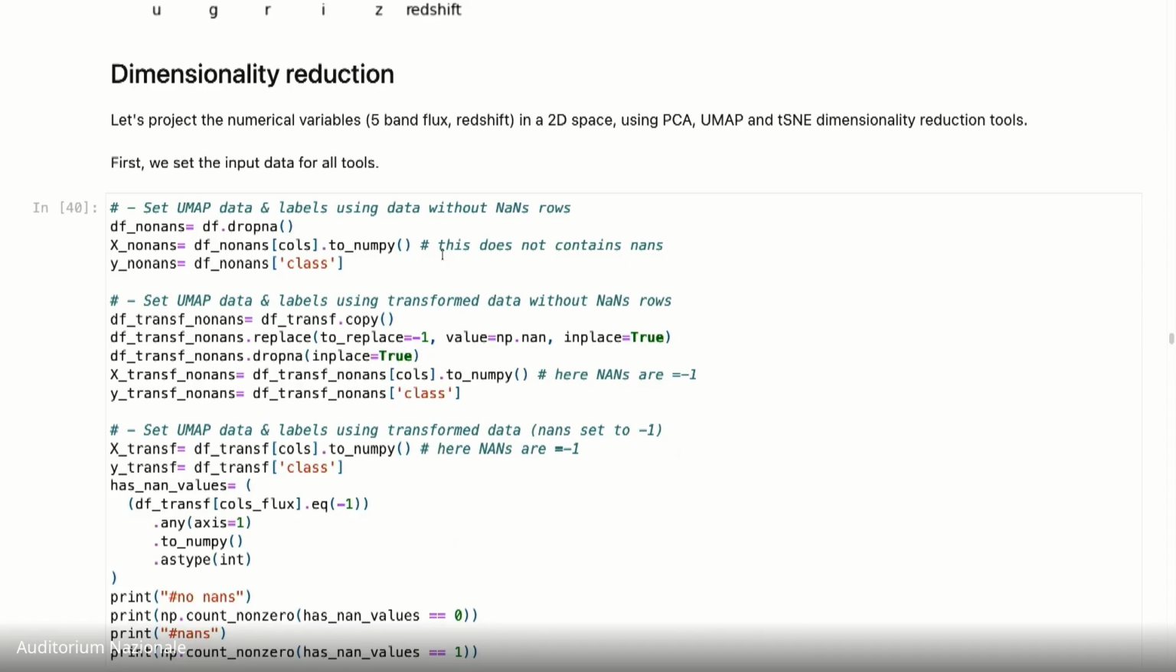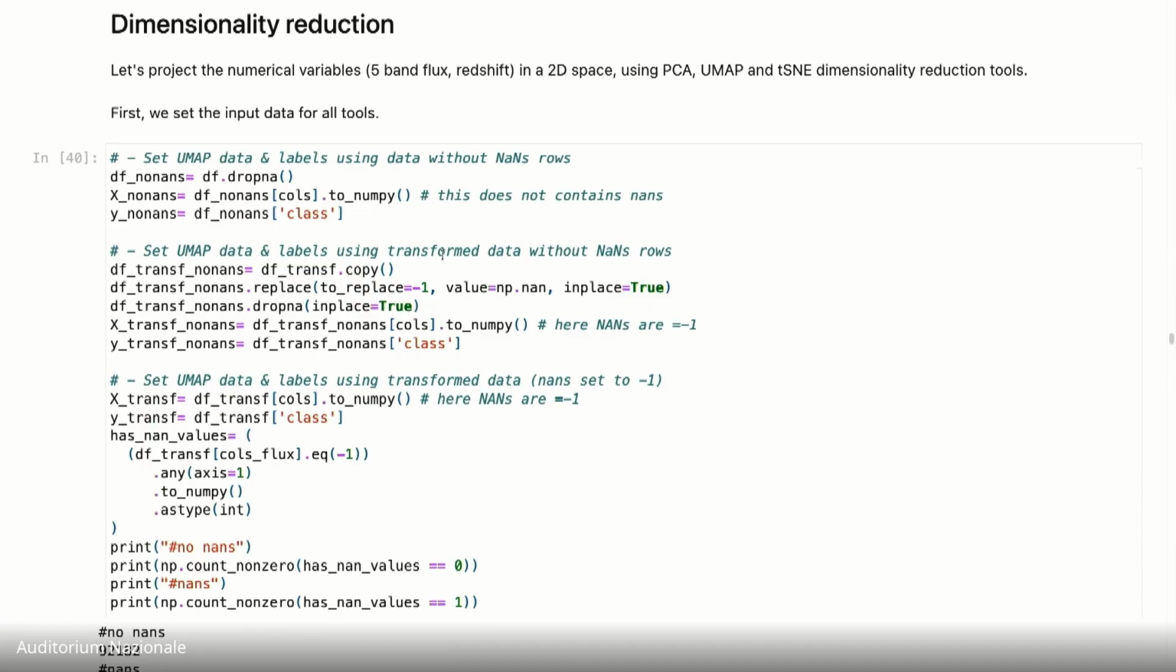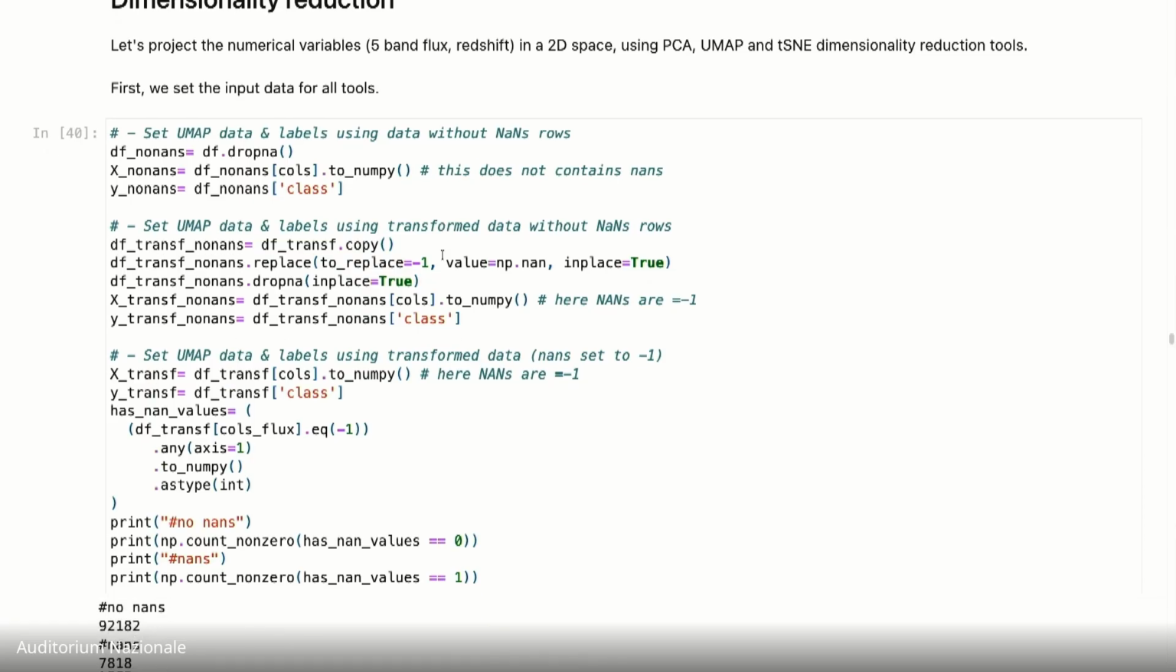Okay, now we want to see our dimensionality reduction methods in action, in this case PCA, UMAP, and t-SNE. And we are going to project this data, so the band, flux, and the redshift, into a two-dimensional space embedding. For this, we first set some additional data frames that we use for the projection, because I want to actually show the projection for different input data. So we produce three kinds of input data.